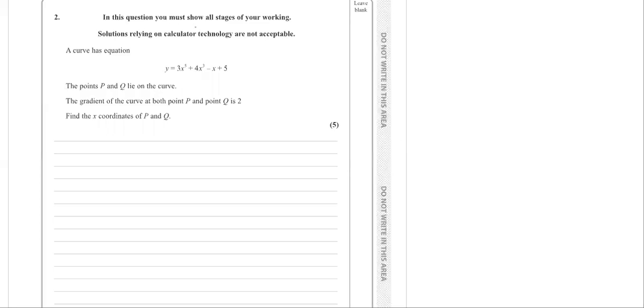In this question, you must show all stages of your working. Solutions relying on calculator technology are not acceptable. So you must show all the workings. The question is saying a curve has equation. This is a given equation for the question.